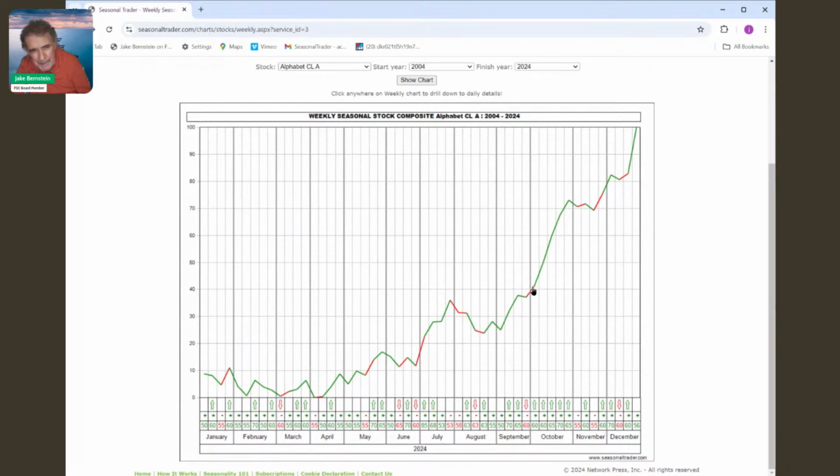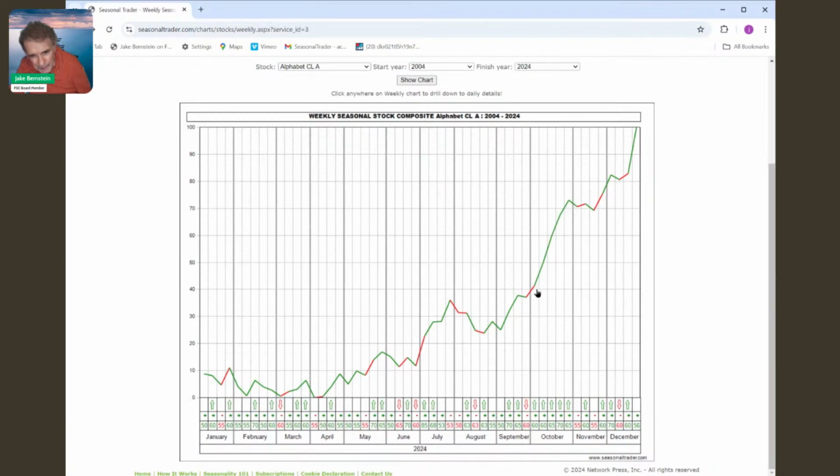So what does that say to me? Well, it's not rocket science. It says, I want to be long this stock in October, possibly from the 1st, possibly until the end of the month, because that's where the big move is made.